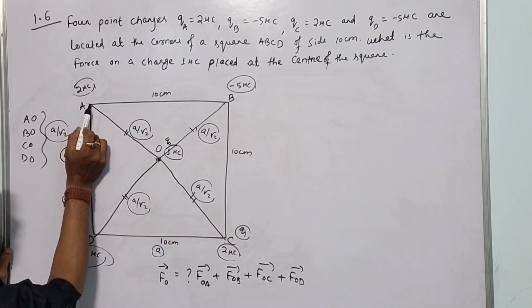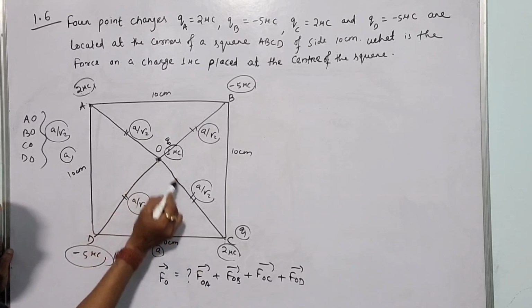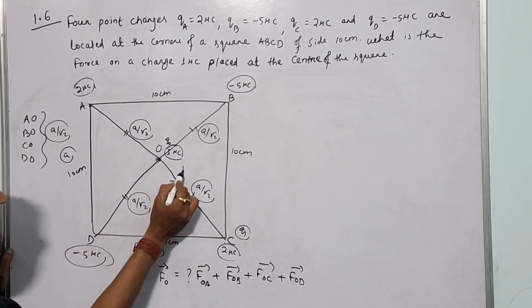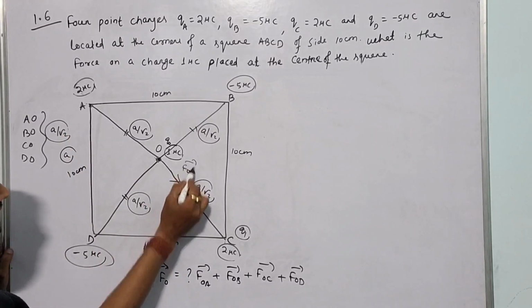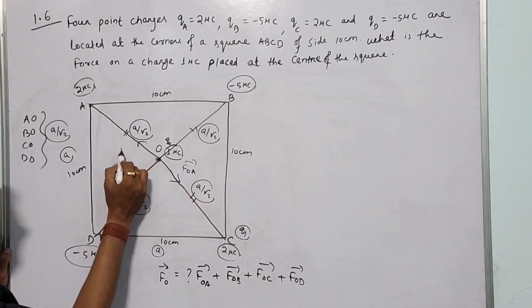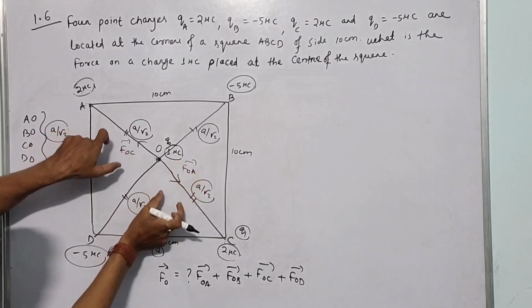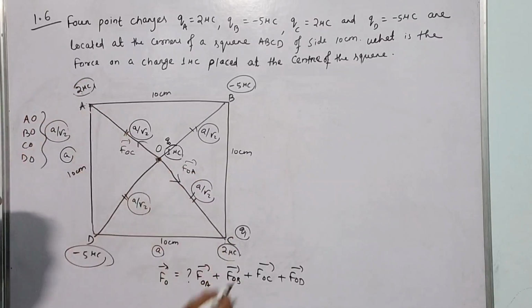Opposite, because that 2 microcoulomb will repel that 1 microcoulomb in this direction, repulsion, that means the force on O due to A, and this 2 microcoulomb will repel that 1 microcoulomb, the force on O due to C. The magnitude of both is the same, the direction is opposite, so what is the net force? 0.